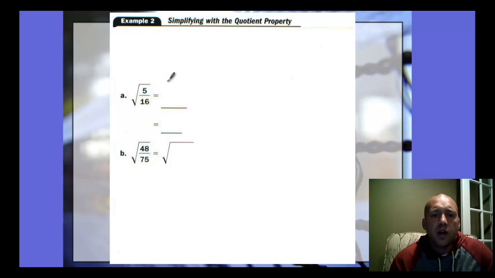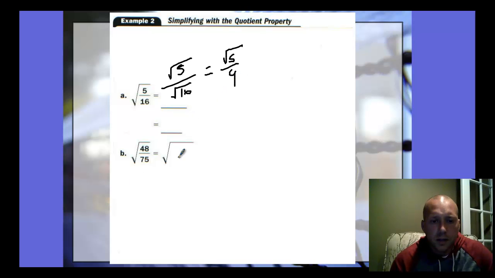We can do a similar thing here with the fractions. We can write that as square root of 5 over square root of 16. And square root of 16, we know that is 4. And looking to simplify anything else, we can't. Here, square root of 48 over the square root of 75. Now, we can try simplifying both of these.